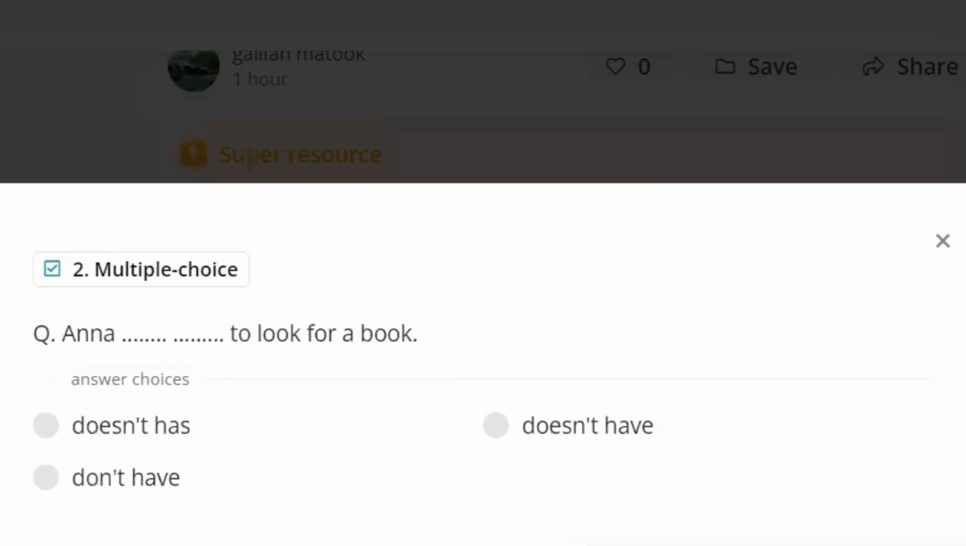For the second question, Anna, dash to look for a book. So we can say doesn't have or don't have. Anna, she takes does or don't. Of course, does or doesn't. And after doesn't, we get a base form or a verb with s? Yes, a base form. So it is excellent. Doesn't have.